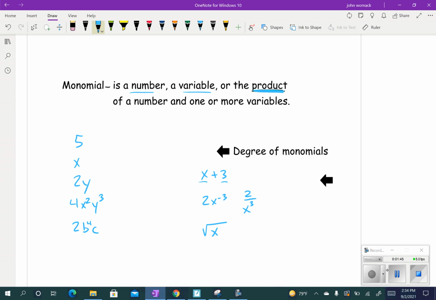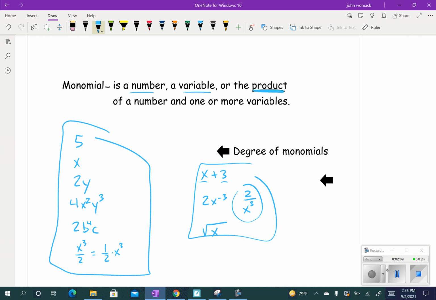By the way, just to compare this one over here, if I have x cubed over 2, that one's actually okay because that could be 1/2 times x cubed. Like that's a product of a number and a variable. Okay, so a monomial is a number, a variable, or the product of numbers and variables. These are non-examples over here, right? These are examples over here.